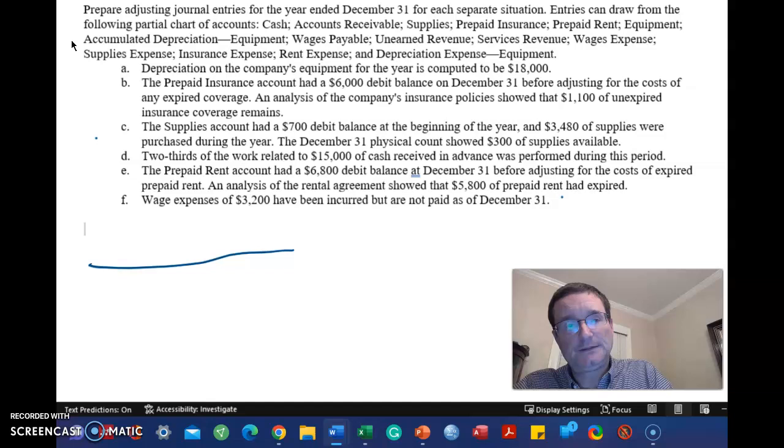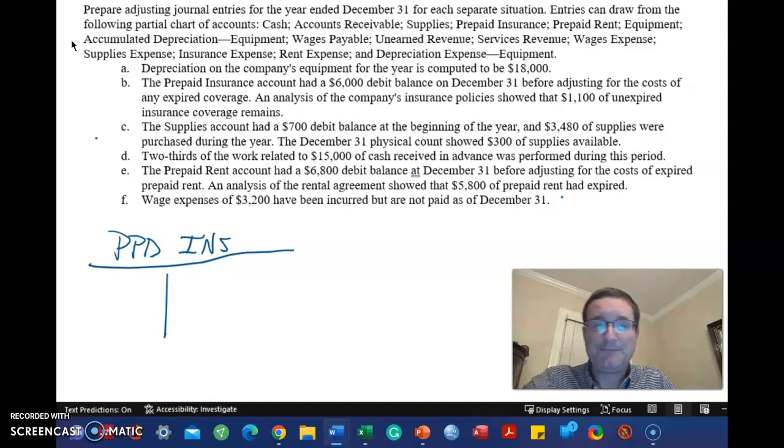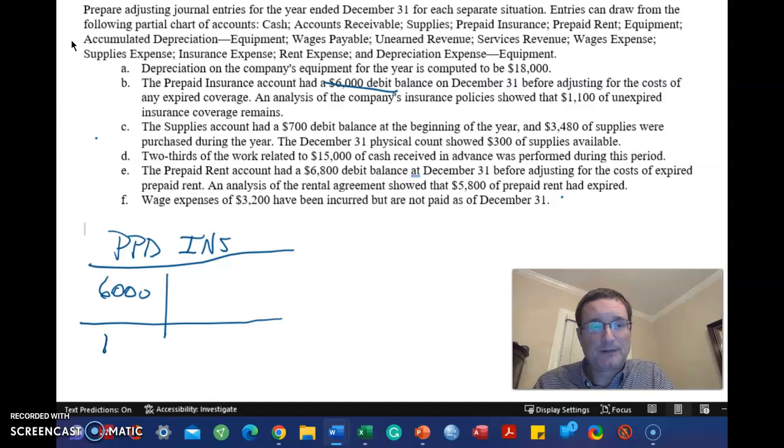This is what I see in the prepaid. I'm going to abbreviate a lot. That's prepaid insurance: PPD is prepaid and INS is insurance. It says it has a $6,000 debit balance on December 31st. That's the ending balance before any adjusting entries. And what they found is that they've used up most of the prepaid insurance.